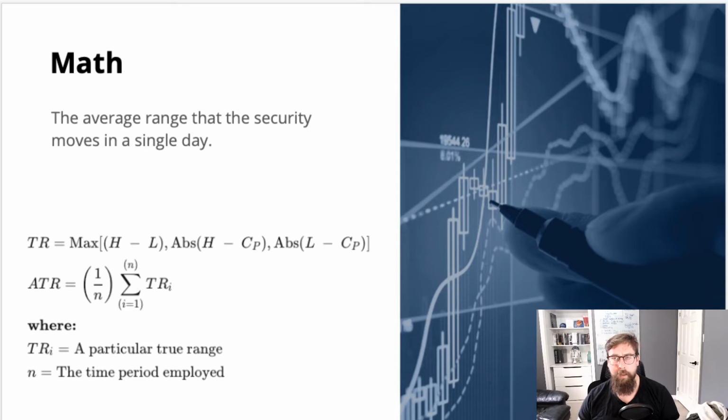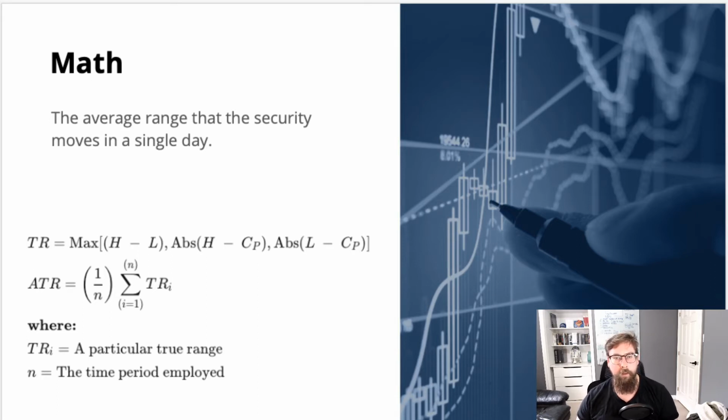Mainly, put under the math here, it's the average amount a security moves in any given day. So don't really think about this too much other than what is the range, from the high and the low on every day. So does the stock move $1 a day, $2 a day, $5 a day, what have you.